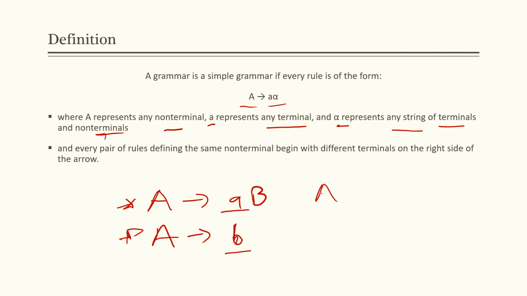If it is an example like this, where the first A goes to a B, and the second rule A goes to a, this is not considered a simple grammar, because both of these rules for the same non-terminal begin with the same terminal, a and a. So this is not a simple grammar, and this is a simple grammar. So that is the definition of a simple grammar.